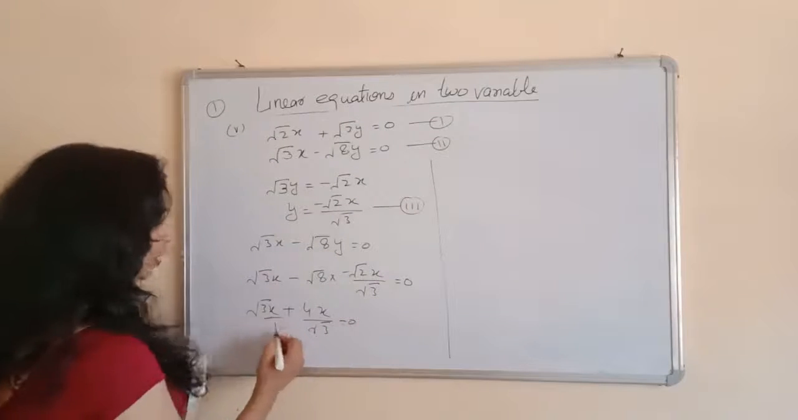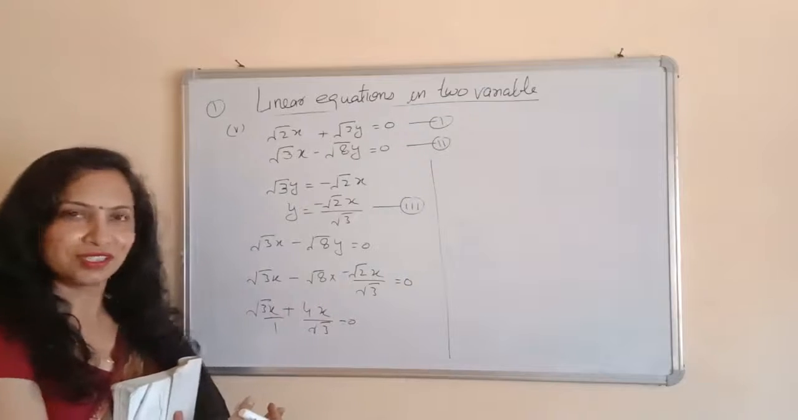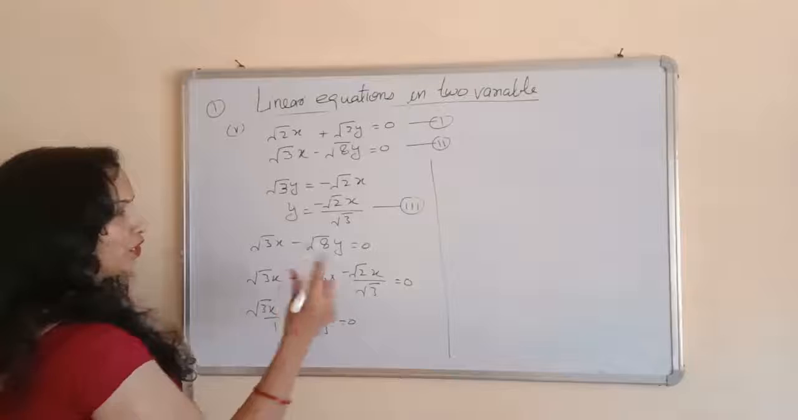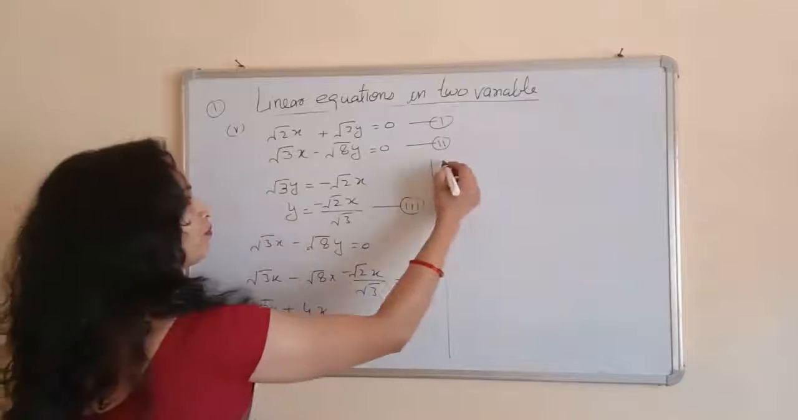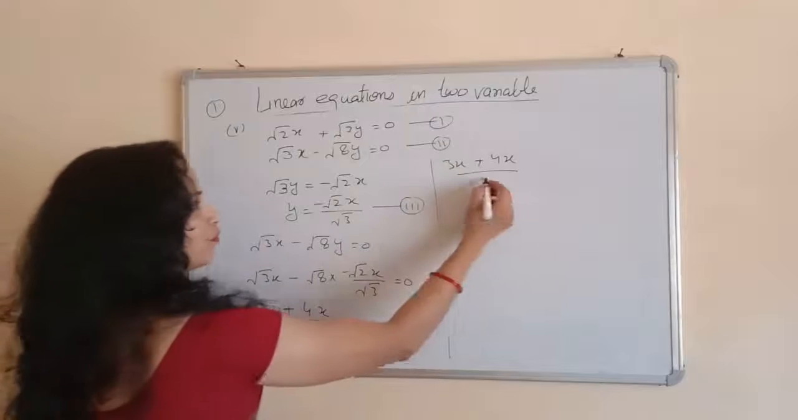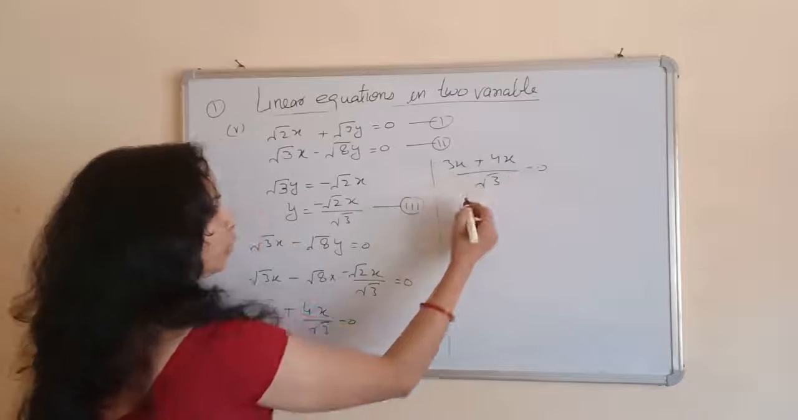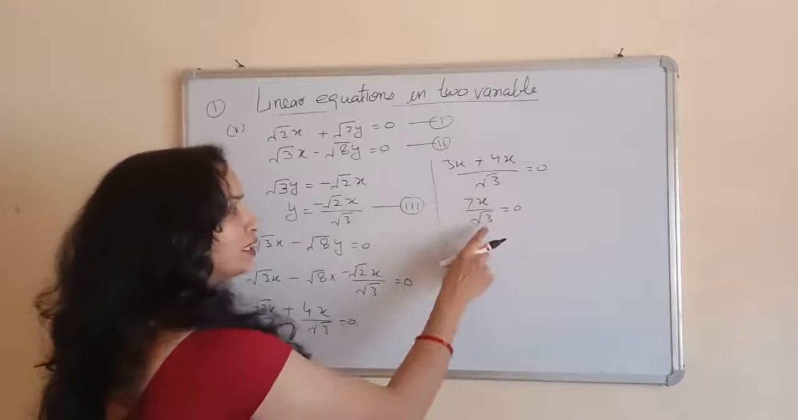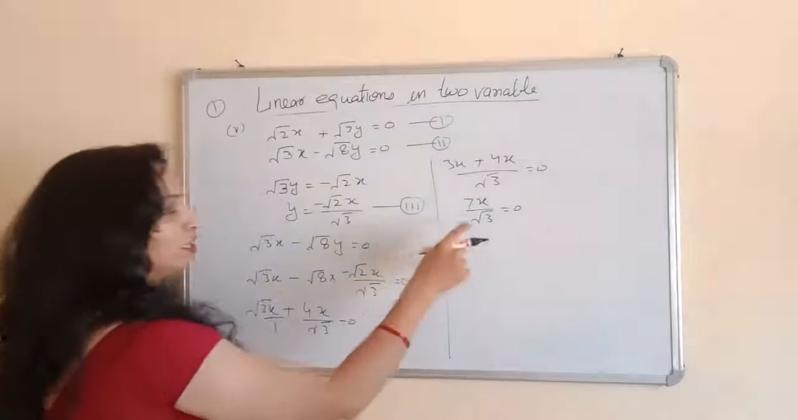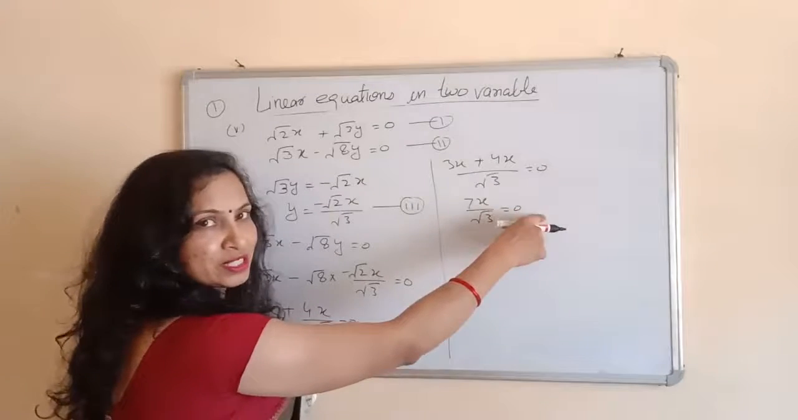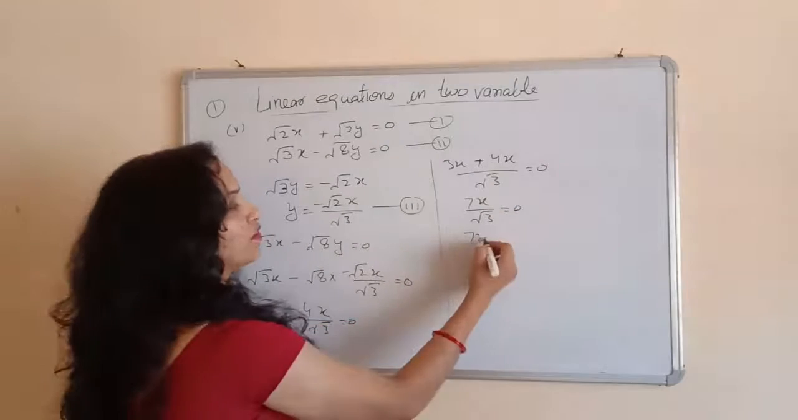Now, how can you solve it? Is it a fraction? Yes. So we can solve the fraction by taking the LCM. So the LCM is under root 3. Root 3 into root 3 will become 3x, plus 4x upon root 3 is equal to 0. It will become 7x upon root 3 is equal to 0. By cross multiplication, we will take this root 3 towards this side. In multiplication with 0, it will become 0. So 7x is equal to 0.